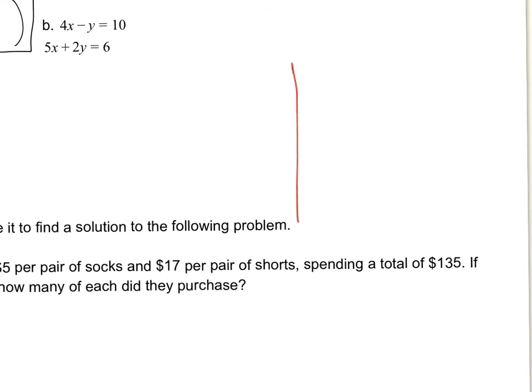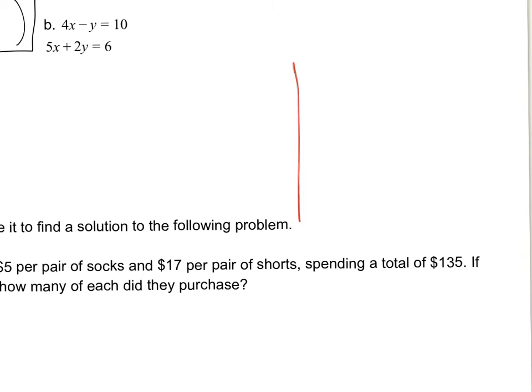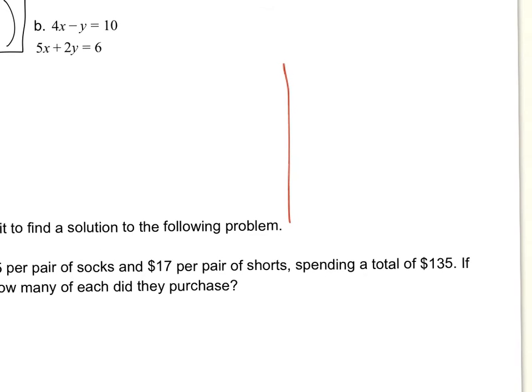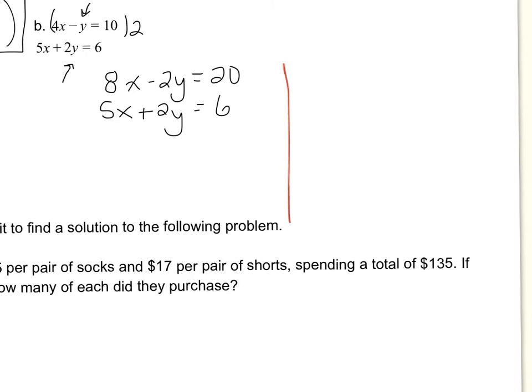Okay, let's look at B here. We have 4x minus y equals 10, 5x plus 2y equals 6. Now this one I'm going to do elimination because I notice here that I have the 2y. So if up here I can make a negative 2y, I could have those eliminate. So I'm going to multiply the top equation by 2. That will leave me with 8x minus 2y equals 20. And again, I multiply everything in that equation. And I'm just going to leave the second one alone. Because if I leave it alone, now these two will eliminate.